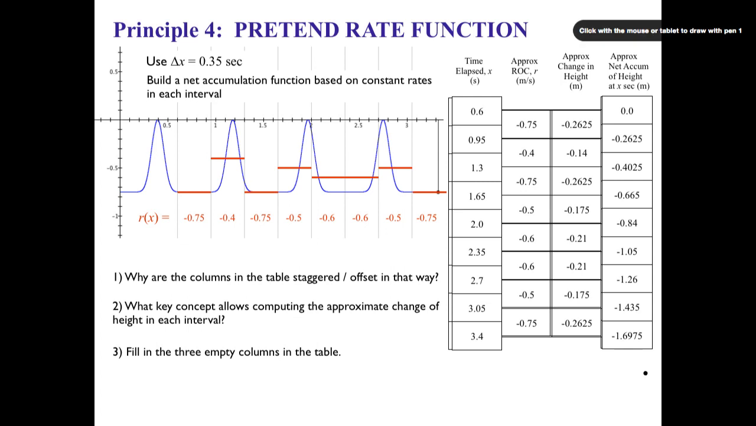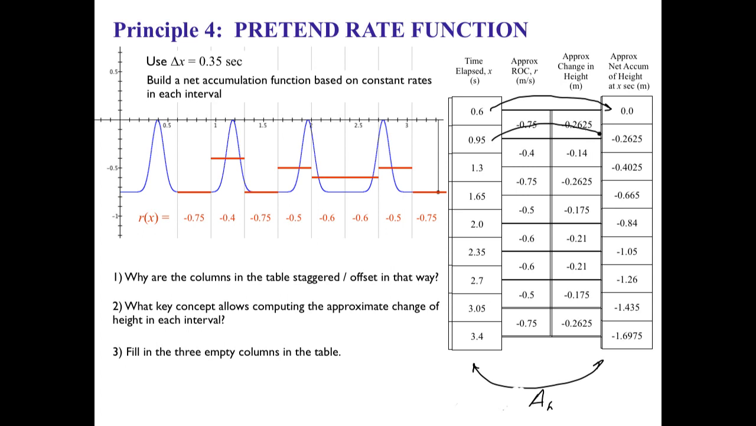So the first column and the last column together make somewhat of a skeleton of our new a sub h function. Because we have a bunch of values of the independent variable, or time since the flag started being lowered, and the corresponding accumulation of height since 0.6 seconds. So the first and fourth columns are forming a skeleton of this function that we're after. So it's like we're making progress.